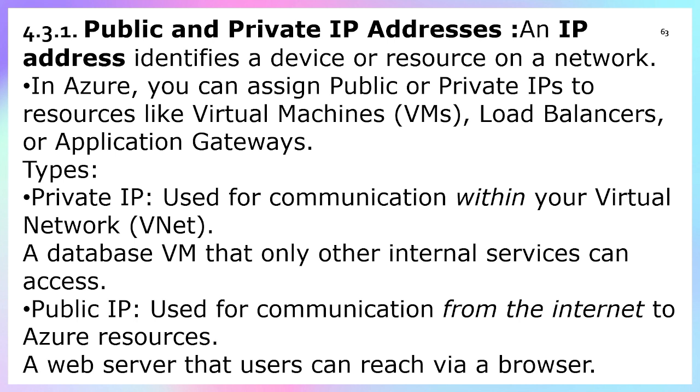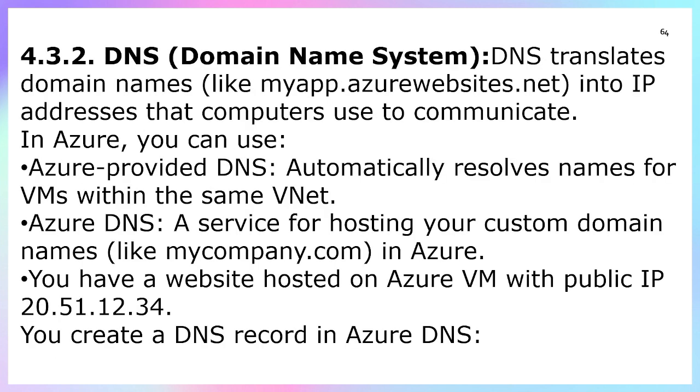Whereas a public IP is used for communication from the internet to Azure resources. A web server that you can reach via the browser. So with a public IP anyone can access, whereas with a private IP only restricted people can access.